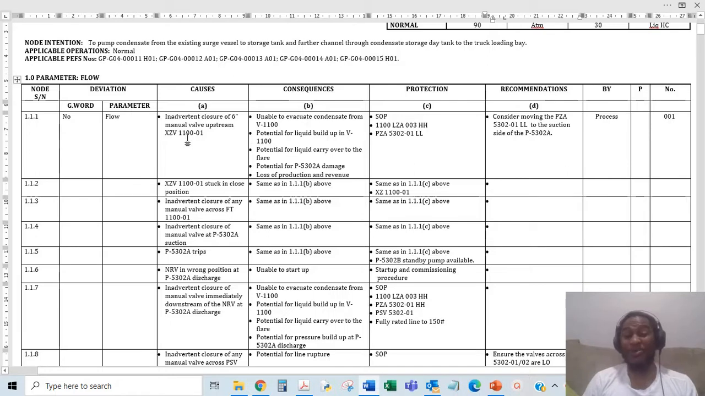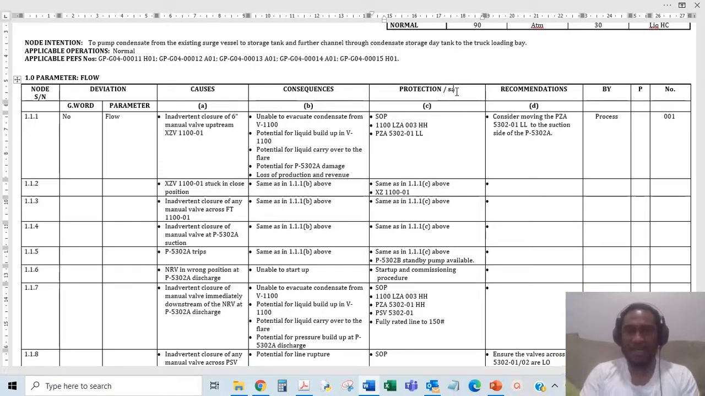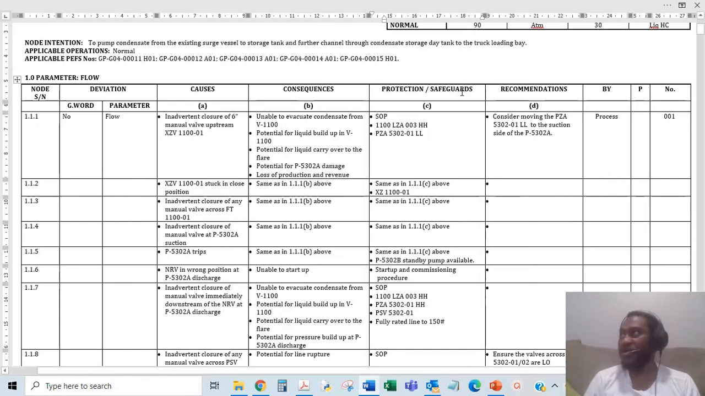Sorry, I should have described this earlier on. The way the worksheet works: that's the guide word, then the parameter is flow, then the causes, consequences, your protection and safeguards, sorry about that, and then you go to your recommendations, which is whatever way you're going to make it better.